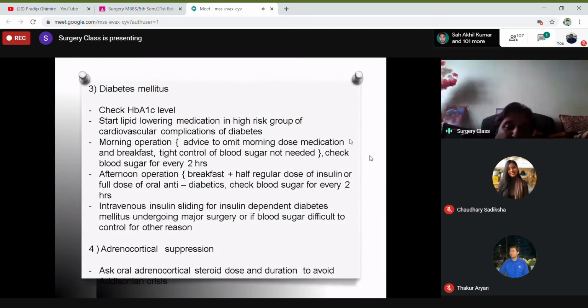So the HbA1c level, as you know, will give you the status of the control of diabetes for the past 3 months. HbA1c is a must. If the sugar is not controlled properly, you can manage the patient with insulin or the oral hypoglycemic drugs preoperatively and plan for surgery accordingly.